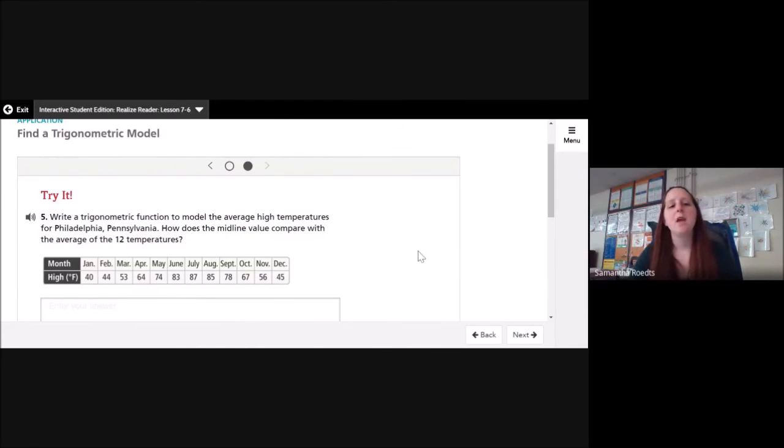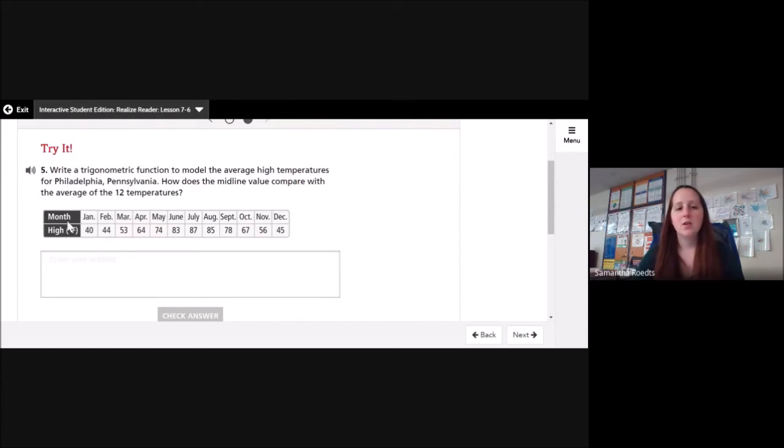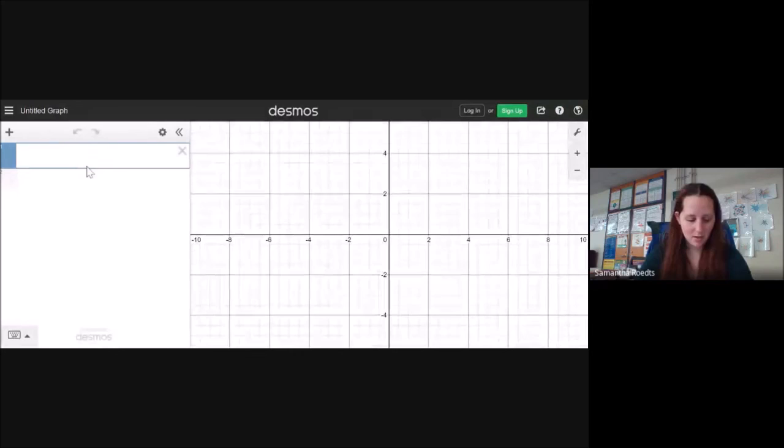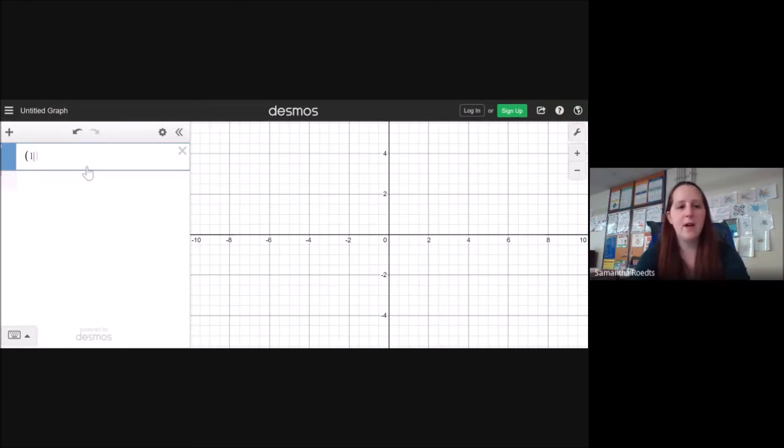All right, let's try it. Write a trigonometric function to model the average high temperatures for Philadelphia, Pennsylvania. How does the midline value compare with the average of the 12 temperatures? So I'm going to follow this exact same pattern that I just used. What I can do is actually graph the functions, which I'm going to do. Okay. So I'm going to assign a value of 1 through 12 for each of my months.